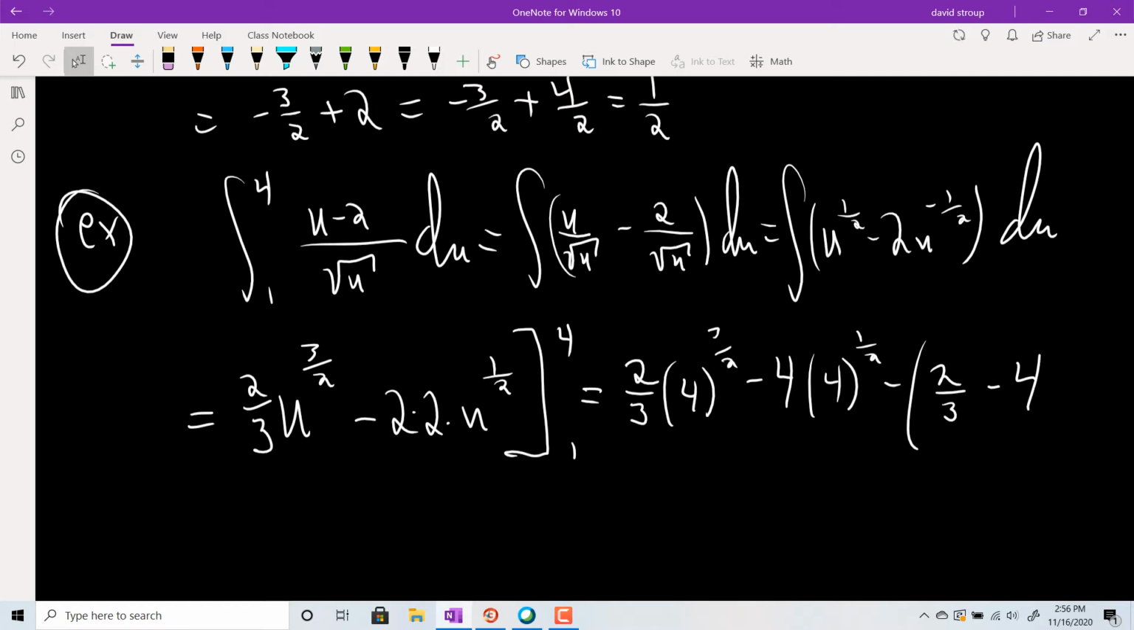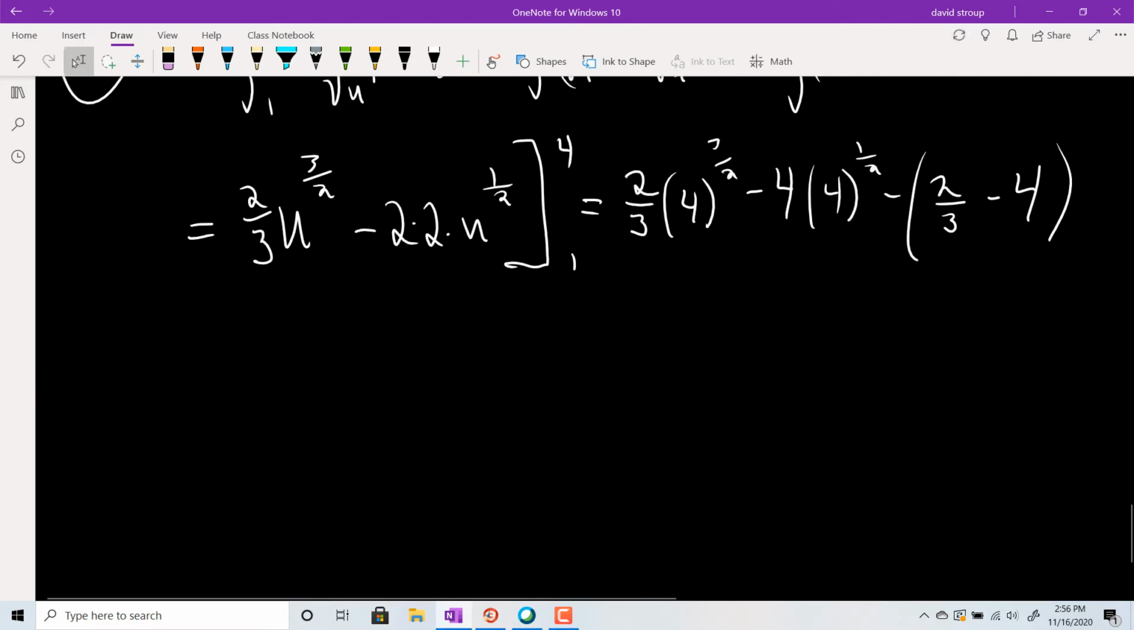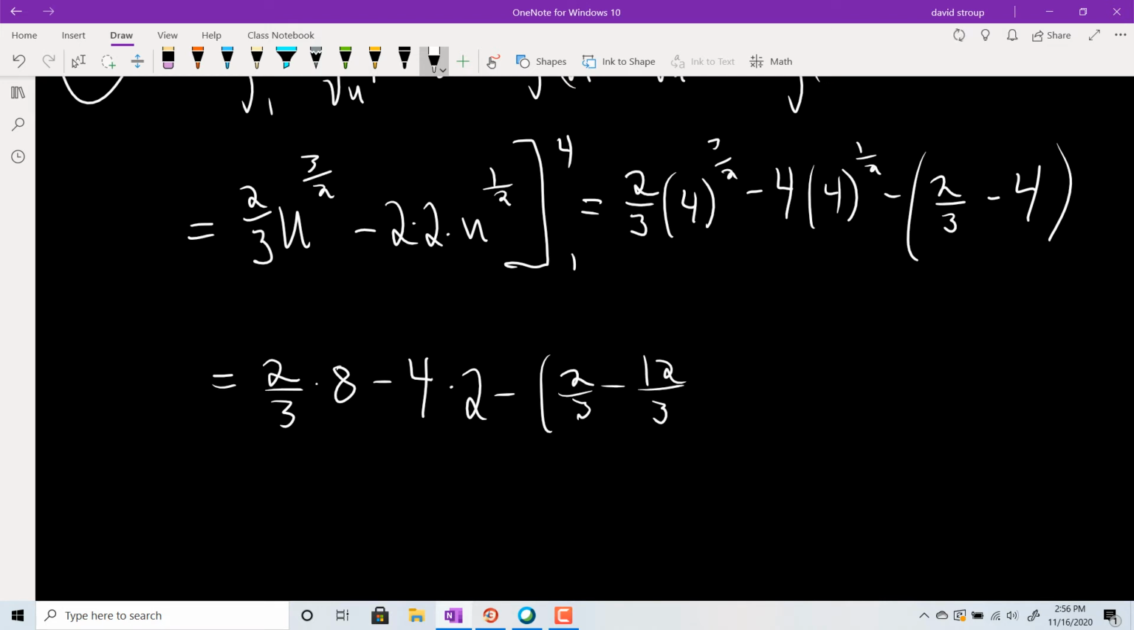And then minus 4 times 1 to the 1/2, and again, 1 to any power is just 1. Okay, so what do we have here? I have 2/3, 4 to the 3 halves. So the square root of 4 is 2, and then 2 cubed is 8. Times 8. Minus 4 times 4 to the 1/2 is 2. And then minus 2/3 minus 12/3. Common denominator there. So we get 16/3 minus 8 minus, what is that? 2/3 minus 12/3 is minus 10/3 times a negative will be plus 10/3.